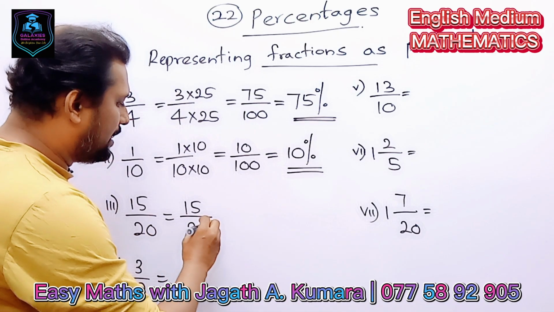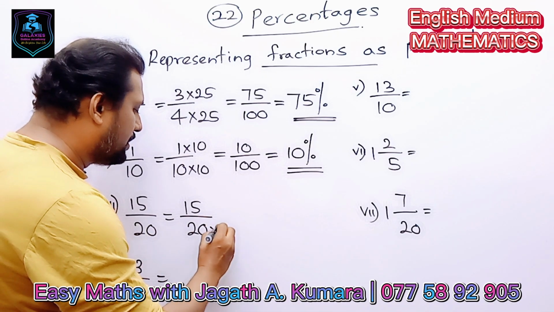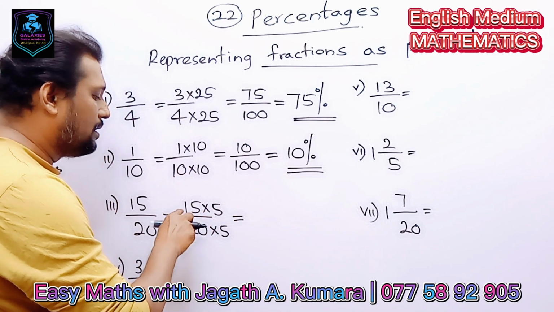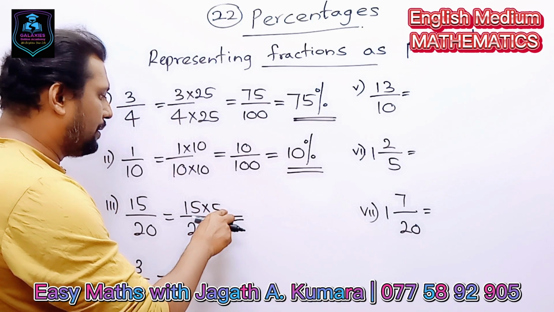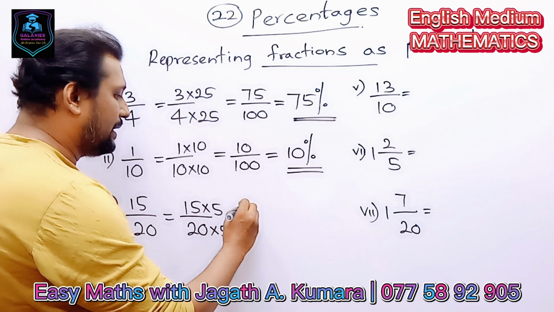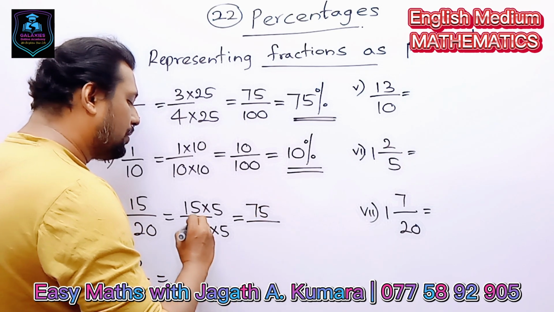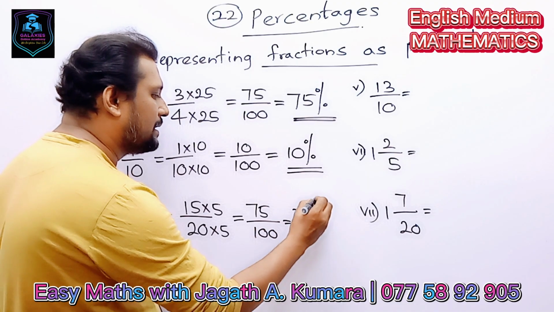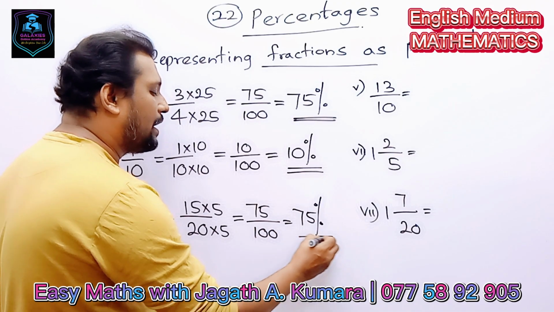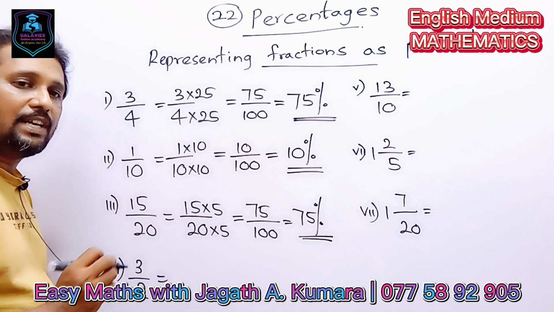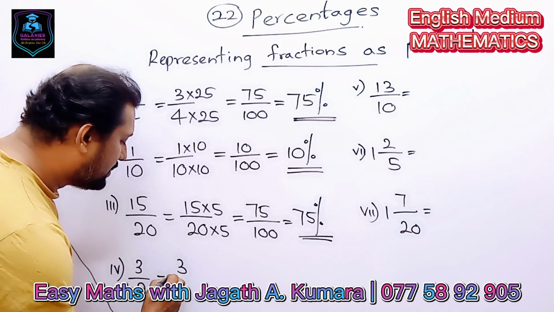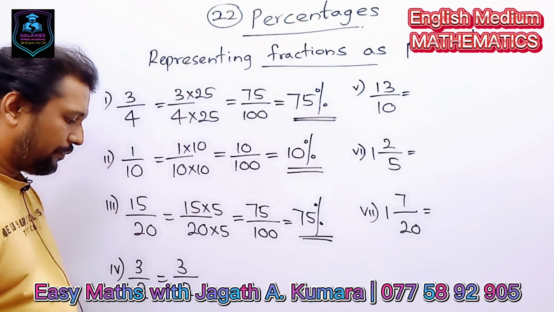Yes, you have to multiply by 5. So both numerator and denominator you have to multiply by 5. 15 multiply 5 is 75. 20 multiply 5, 100. So you can write as the percentage 75%. Fourth one, look at 3 over 2.